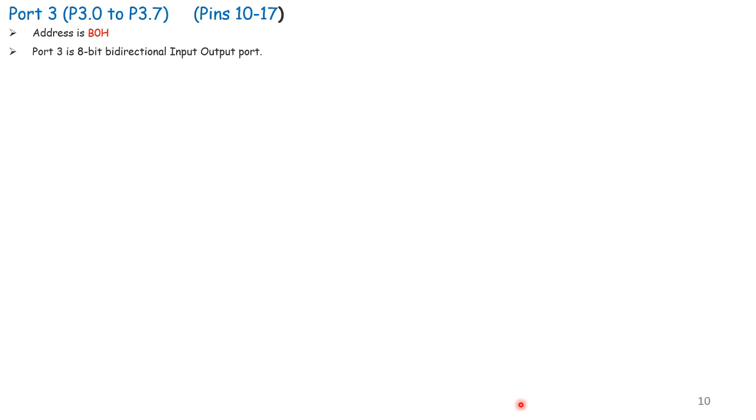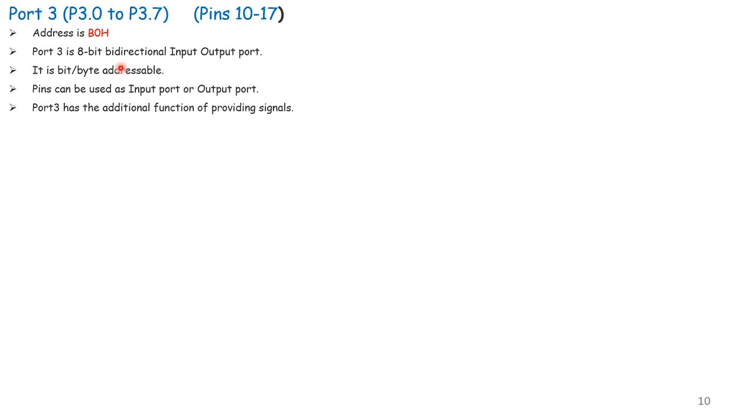Port 3 has P3.0 to P3.7, and the pins reserved for it are 10 to 17. The hex address is B0H to access this port. Port 3 is an 8-bit bidirectional port, and it is also bit addressable or byte addressable. Pins can be used as input output port. Port 3 has the additional function of providing signals. Two pins are for serial communication, TXD and RXD.